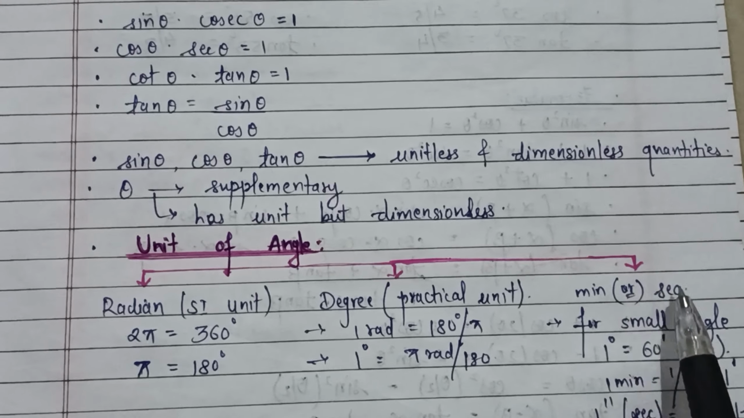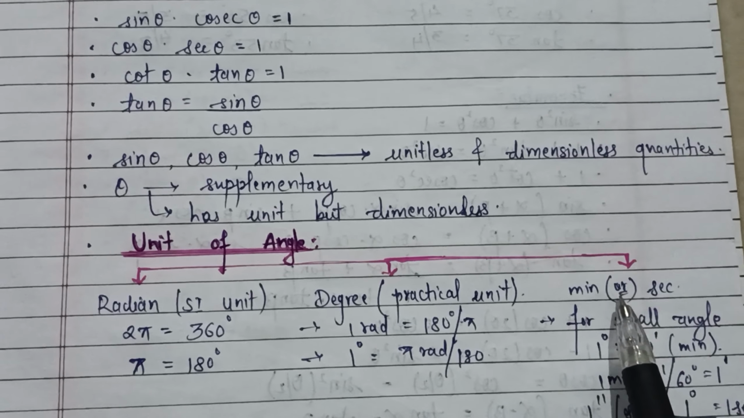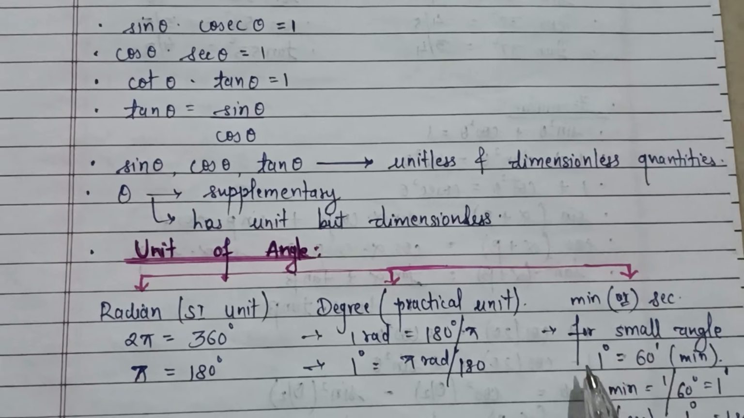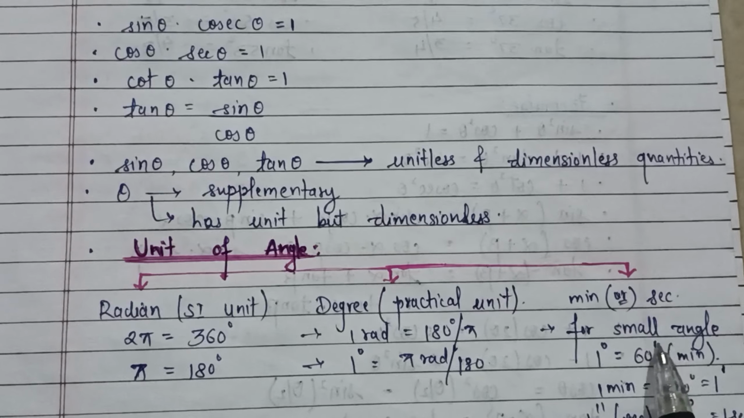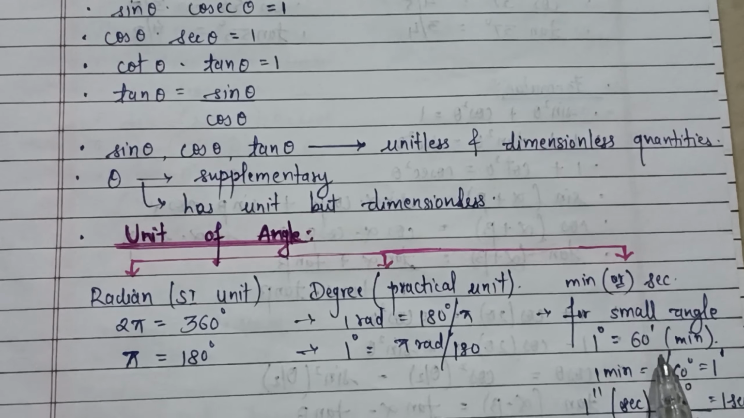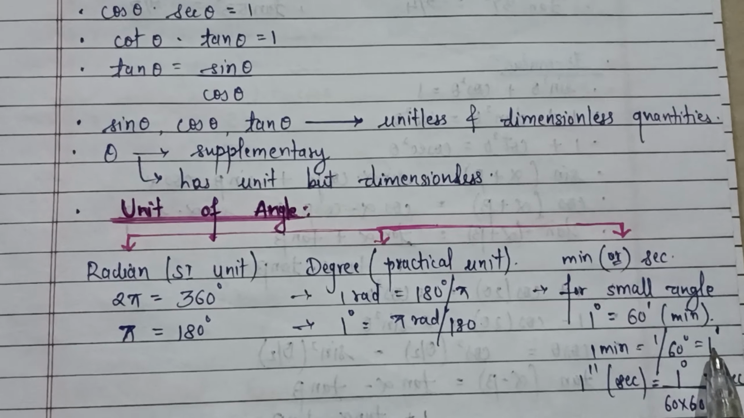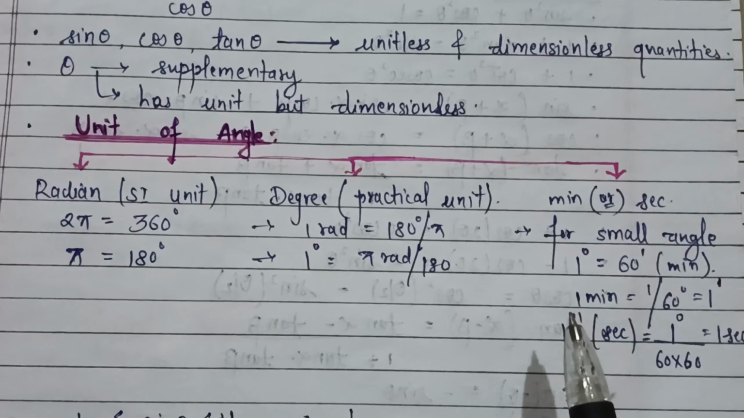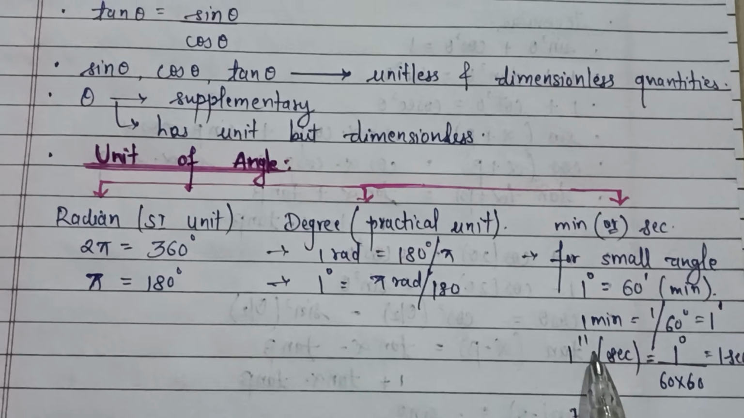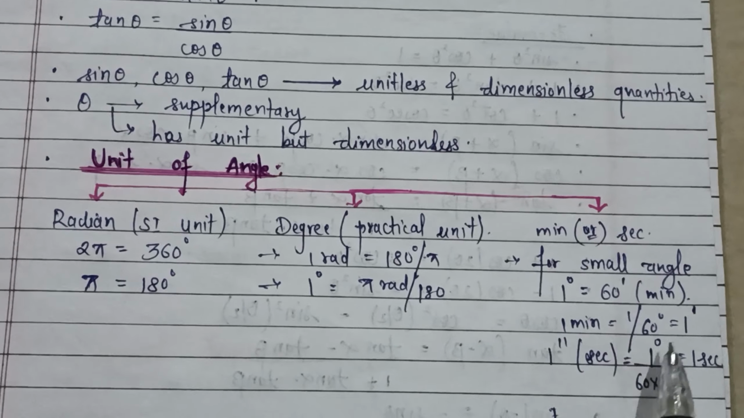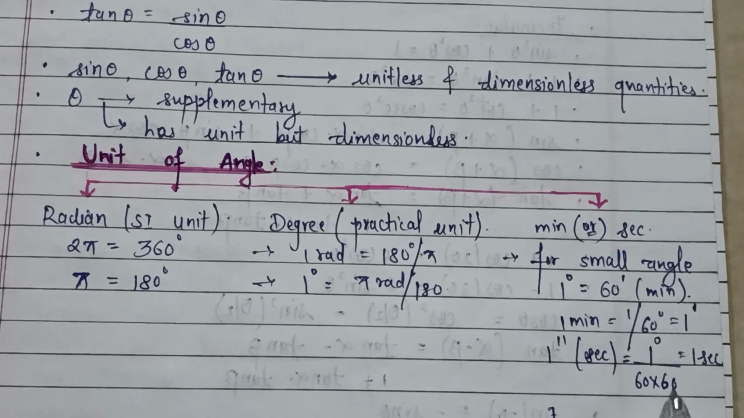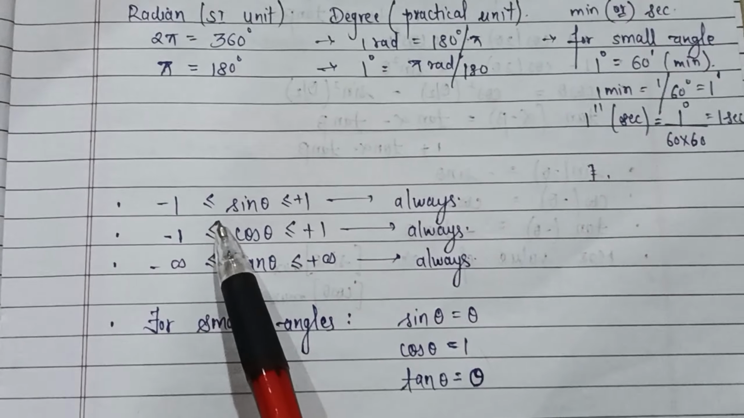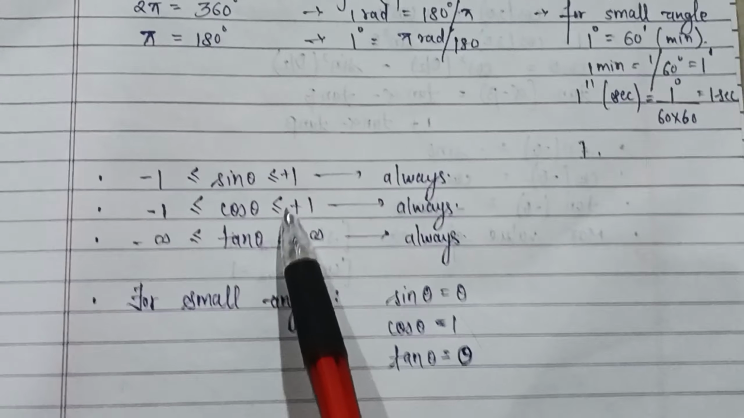Minute or second is also a unit of angle, used for small angles. 1 degree is equal to 60 minutes. 1 minute is equal to 1 by 60 degree. The minute is represented in this form. 1 second, which is represented in this form, is equal to 1 degree upon 60 into 60. Now we will learn about the ranges of sine, cos, and tan theta.